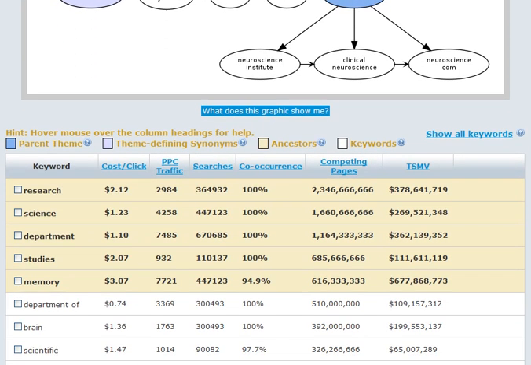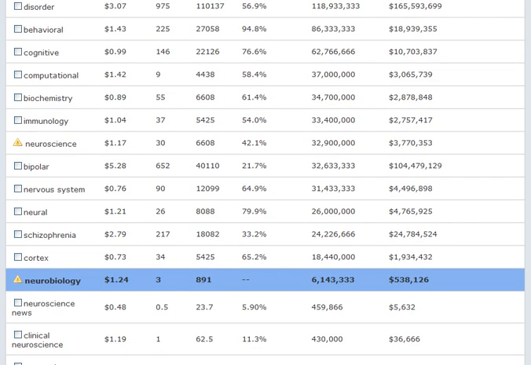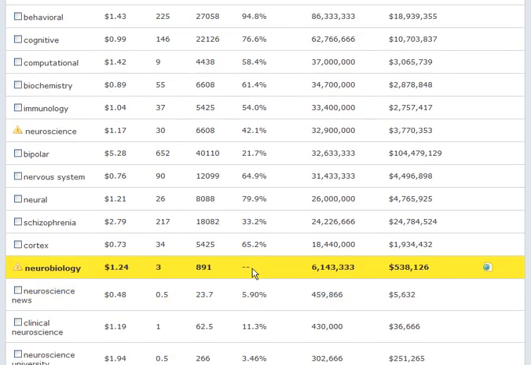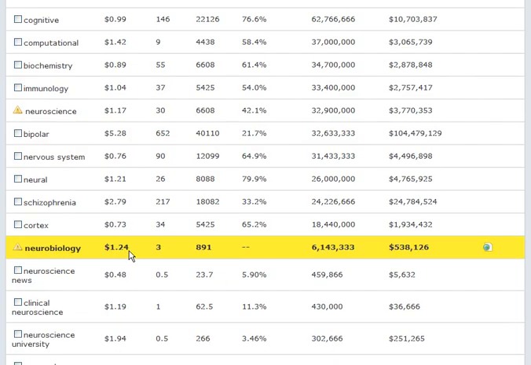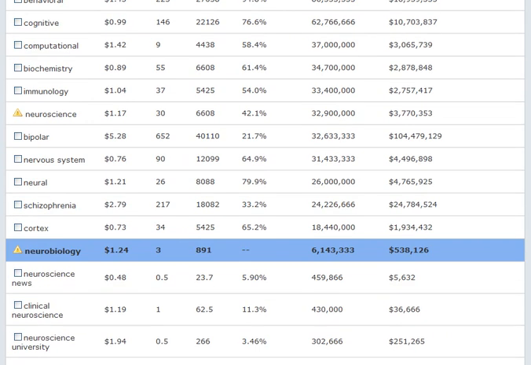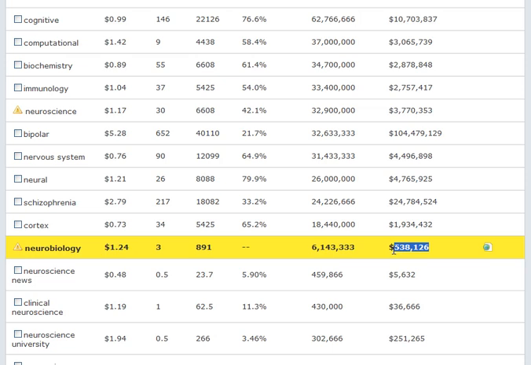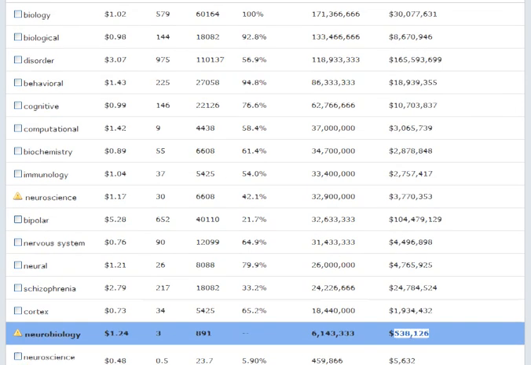So you can see there's a few terms underneath this neurobiology. Okay, 891 natural searches per day, $1.24, and it's 6 million is the competing pages, and it's $538,000. So you can see that's not an incredibly huge pile of terms.